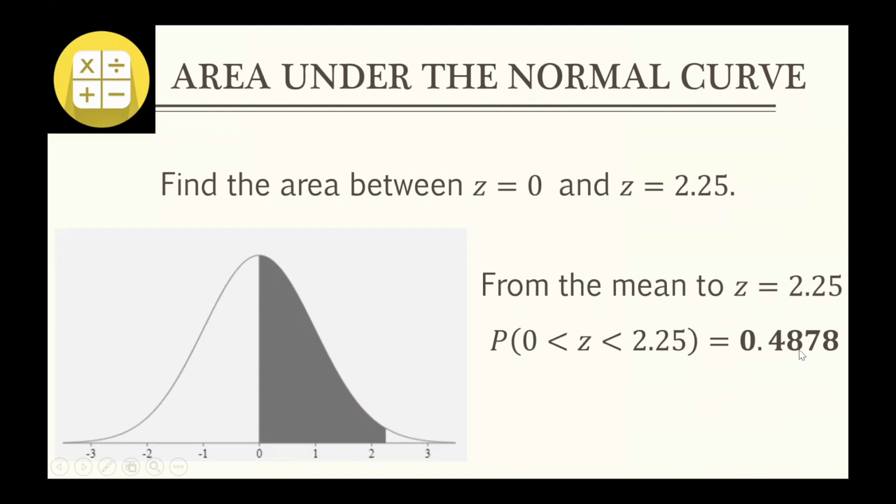So in case number 1, the area from the mean or from 0 to 2.25, using this symbol, is equal to 0.4878, which we directly got from the standard normal table for z. Or in percent, same symbol, we have 48.78%. Thus, the area between z equals 0 and z equals 2.25 is 48.78%, which is the shaded part of the normal curve given in this slide.